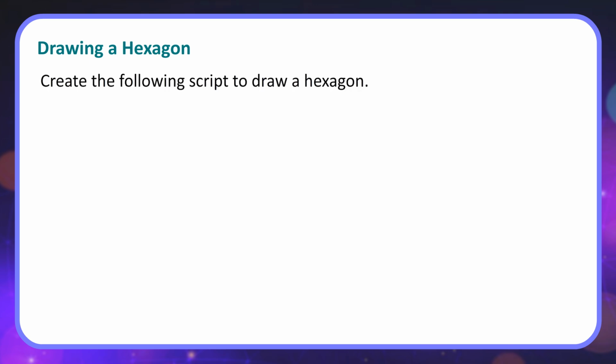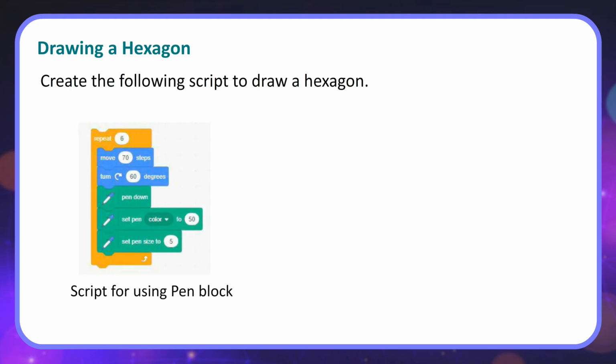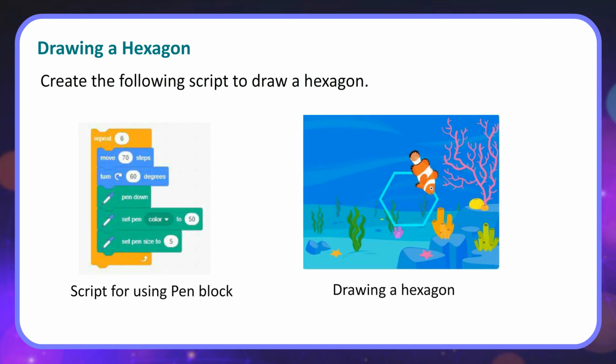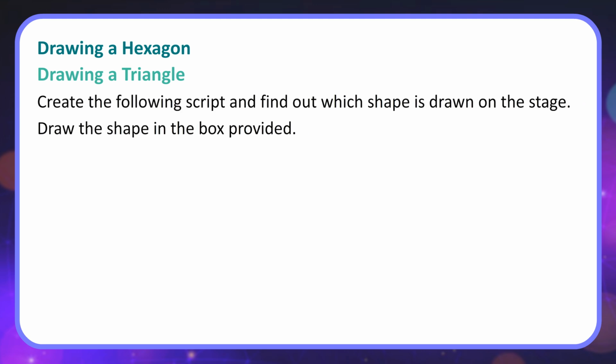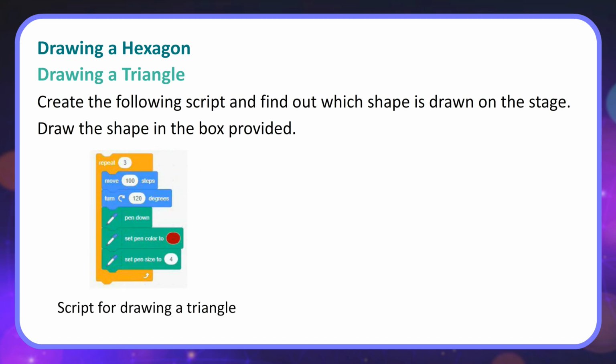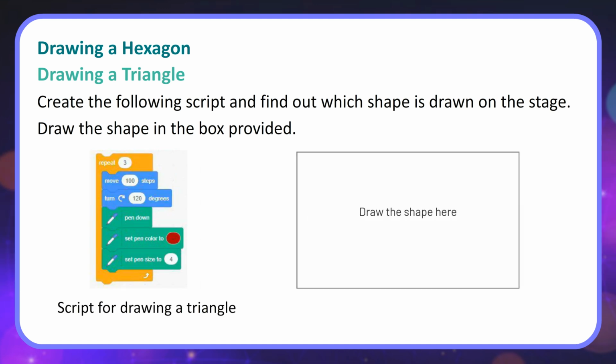Drawing a hexagon. Create the following script to draw a hexagon. Script for using pen block. Drawing a triangle. Create the following script and find out which shape is drawn on the stage. Draw the shape in the box provided. Script for drawing a triangle. Draw the shape here.